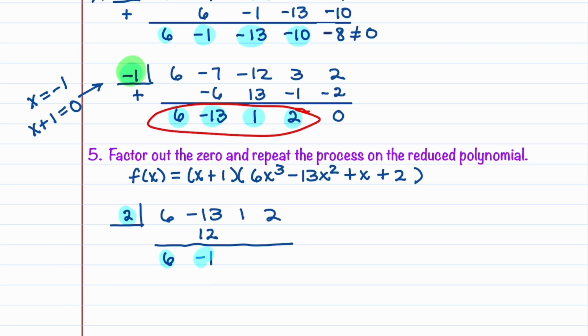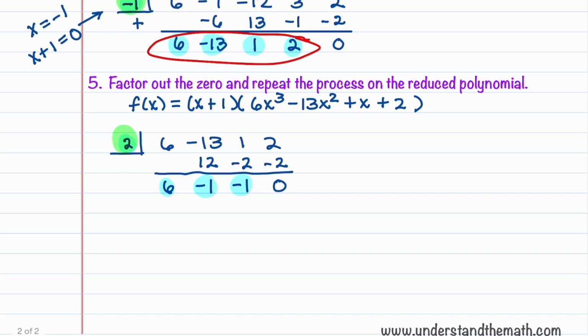And then 2 times minus 1 is minus 2, 1 minus 2 is minus 1, and then one more multiplication. 2 times negative 1 is going to be negative 2, and look at that. We add up and we get a 0. So that's great. That means that x equals 2 is a root.